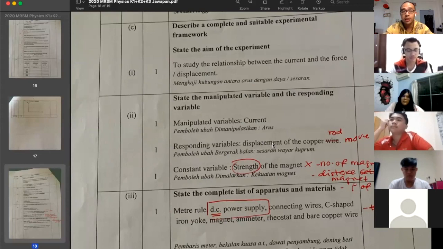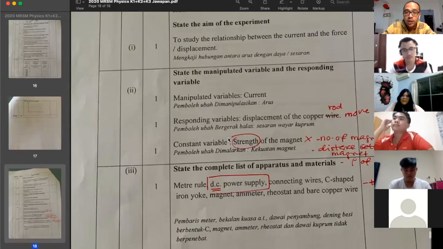So is the distance kah kita? Yang saya ajar kamu apa? Distance kah itu? Distance of the movement of the copper rod kan? Is that what I taught you? Betul lah, betul lah. Okay, so this one dia cakap sesaran lah, the displacement. Also no problem lah, same thing.